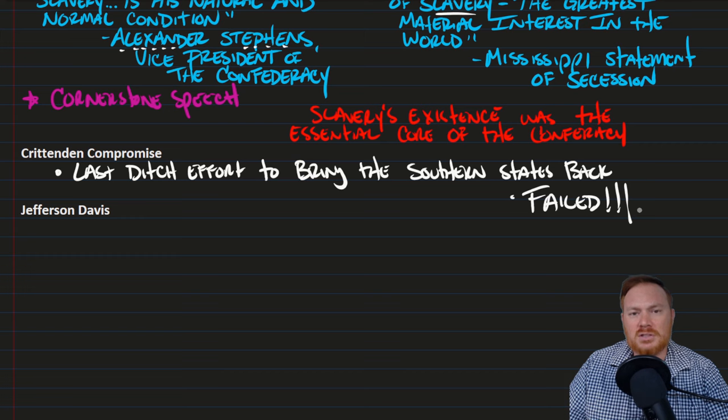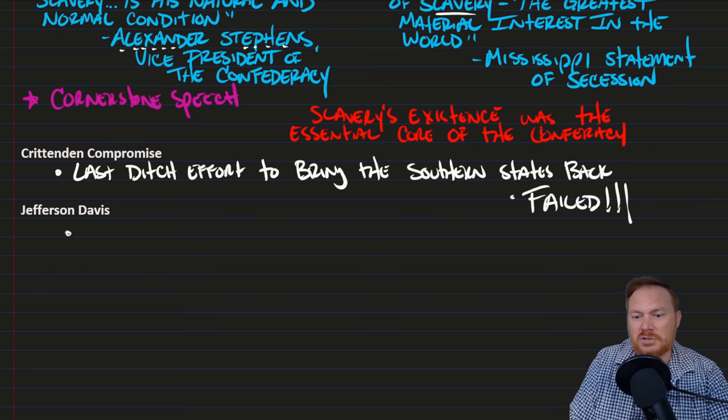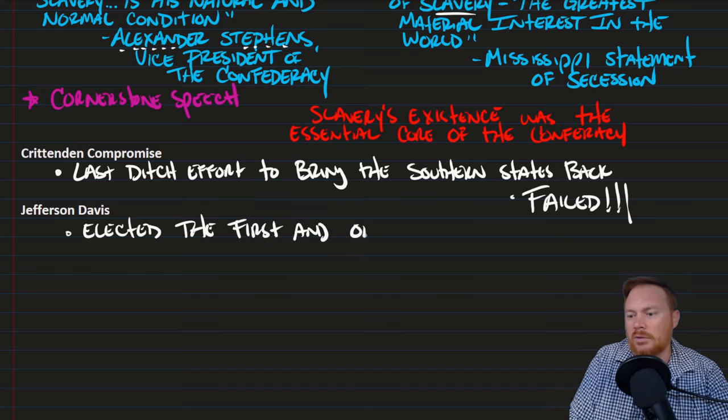Now, for the Confederacy, they would create their own constitution that would share many similarities to the U.S. Constitution. In terms of the governing documents, not all that much is relevant here, but we should note that the first and only president of the Confederacy was Jefferson Davis. Jefferson Davis, we'll say, was elected the first and only president of the Confederacy.